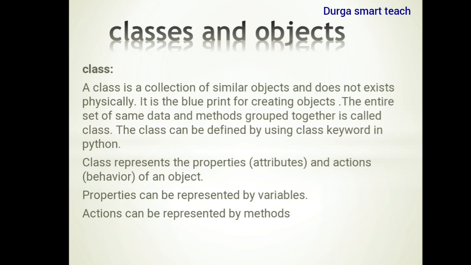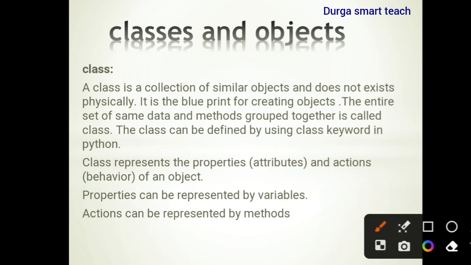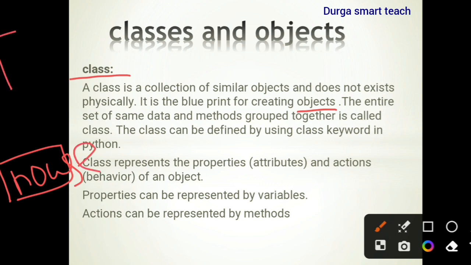Class is a blueprint for creating objects. For example, class is a blueprint. What is an object? An object is any real world entity. For example, I am taking a house as one object. So what is a class? Class is a blueprint. Blueprint is nothing but design. Here the object is a house.